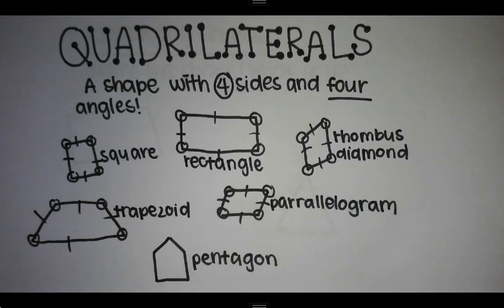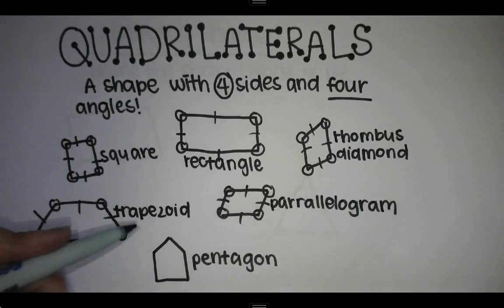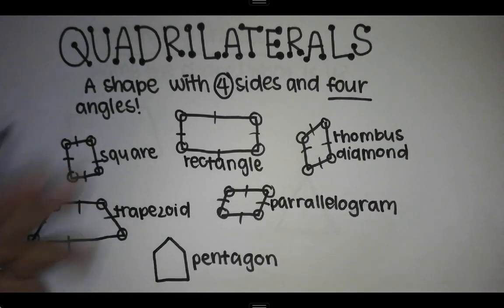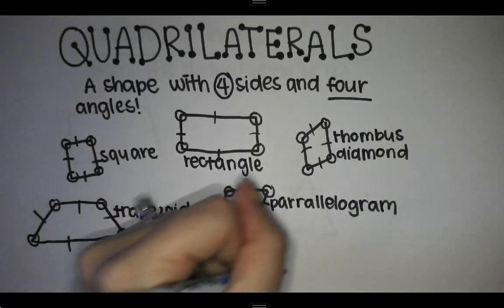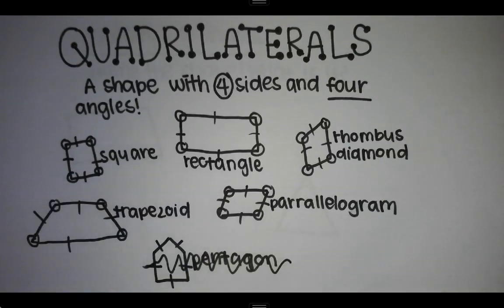Now, this last shape that I drew down here, is this a quadrilateral? No, it's not, because it has 1, 2, 3, 4, 5 sides. So this cannot be a quadrilateral. Remember, it is a shape with 4 sides and 4 angles.